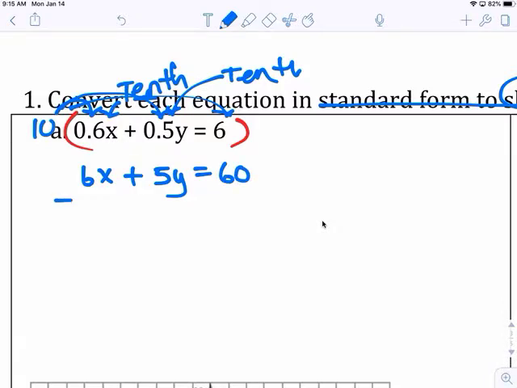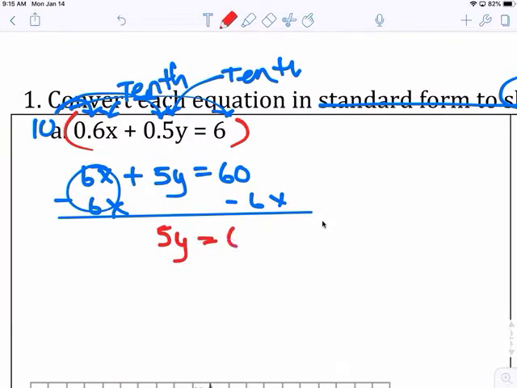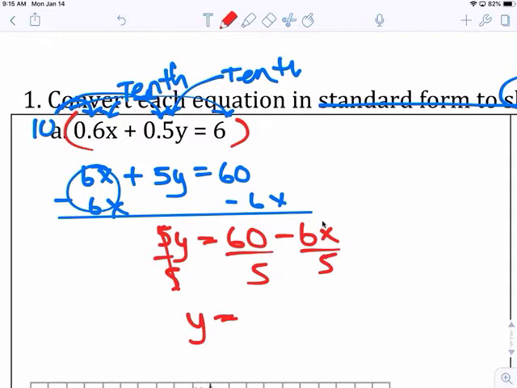Okay, then you get minus 6x, minus 6x. That's 0 there. Okay, 5y equals 60 minus 6x. Divide them all by 5s. Y equals 12 minus 5 over 6x. There we go, and we can graph this.